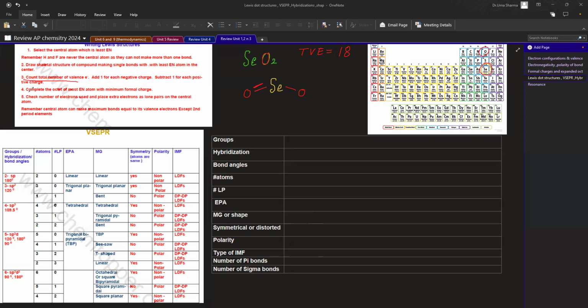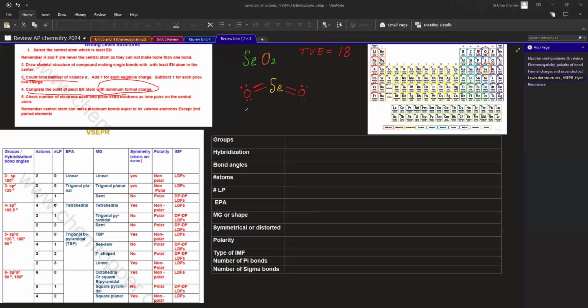You have to complete the octet of the most electronegative atom with minimum formal charge. So put 2 lone pairs. Octet is done. What's the formal charge on this oxygen here? 0. Put a double bond. What's the formal charge on this oxygen here? 0. How many are used? How many are left?